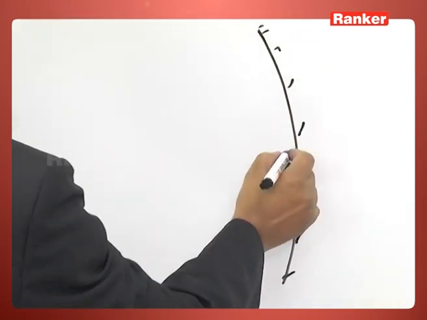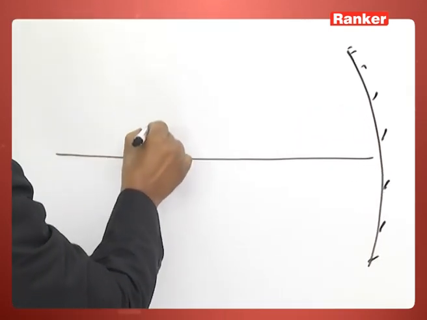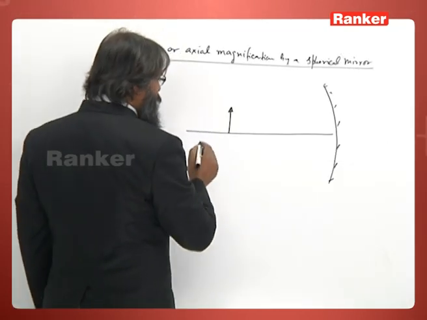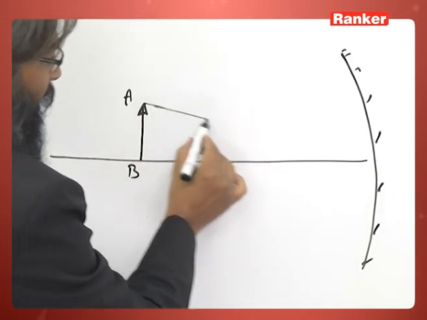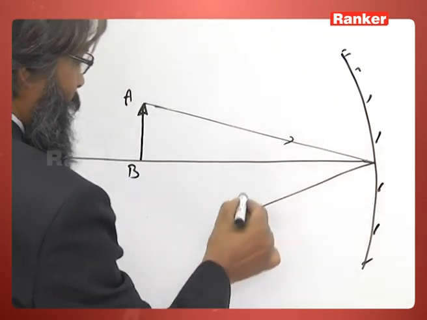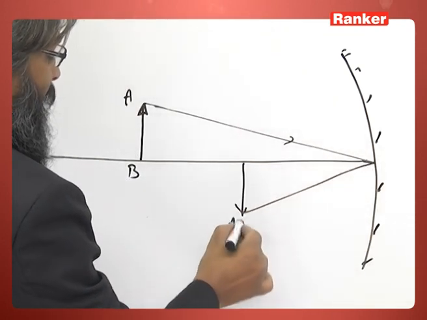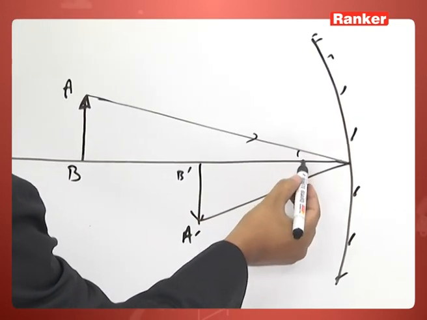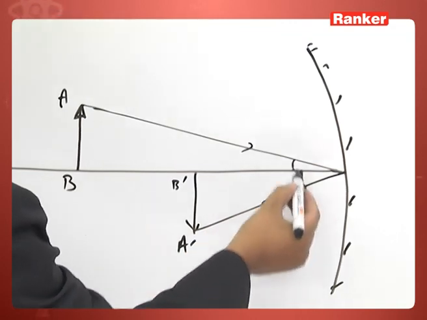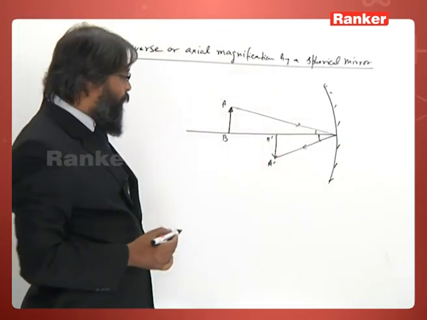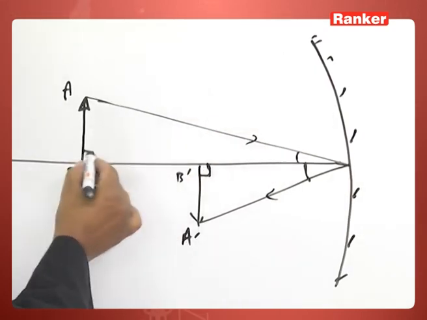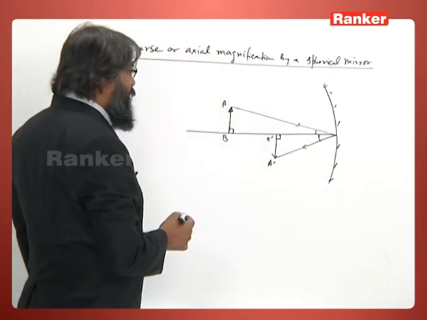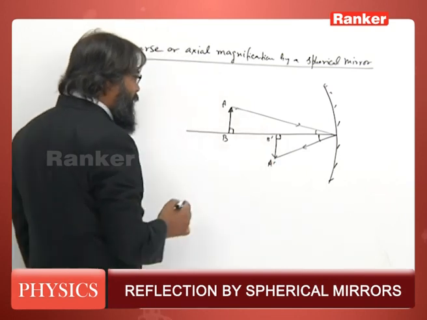Suppose this is a mirror, spherical mirror, and we have an object like this. This is the object. This is A, B. AB denotes the object. Any ray which goes here gets reflected and an image is formed at A dash, B dash. This angle and this angle are equal because angle of incidence is equal to angle of reflection. This is right angle and so this is also right angle. So these two angles are also equal. So automatically this angle becomes equal.